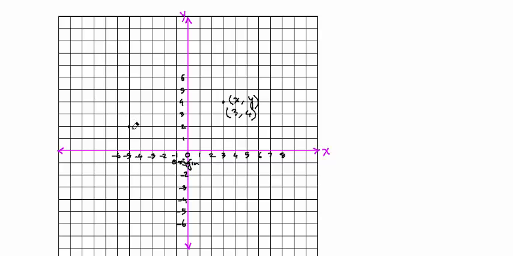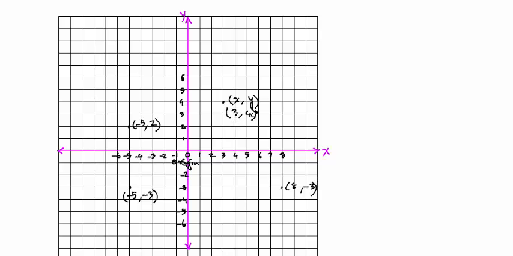Similarly, this point out here is the point (-5, 2). X first and then y. And this point out here, for example, has got coordinates of (-5, -3), and this point out here has got coordinates of (8, -3).